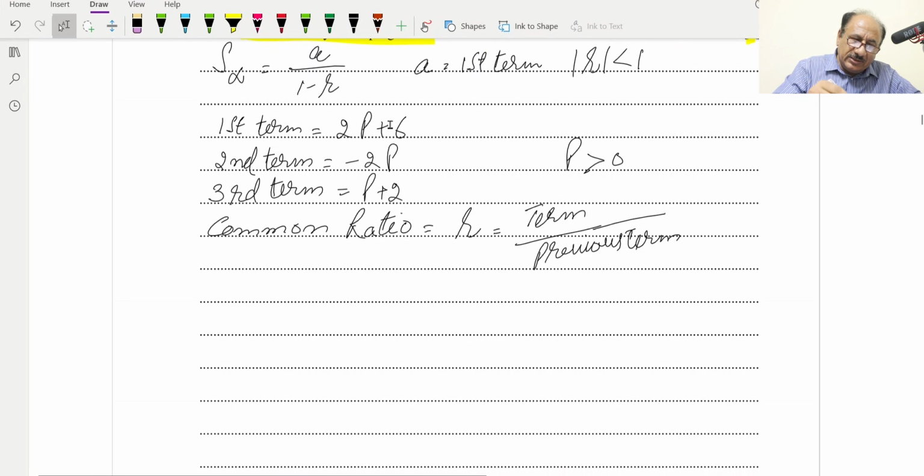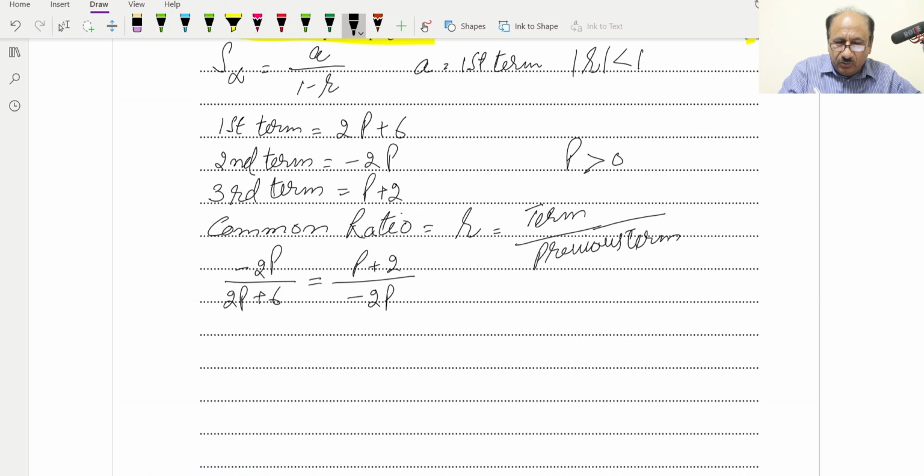So if we take the second term, which is minus 2p, which is provided, and divide by the first term, which is 2p plus 6, this will be equal to the third term divided by the second term, which is p plus 2, divided by the second term, minus 2p, and we know this is equal to r. Now what we can do, we can cross multiply, and cross multiplication of these two and these two. So this will be minus 2p into minus 2p, which is 4p squared, is equal to p plus 2.